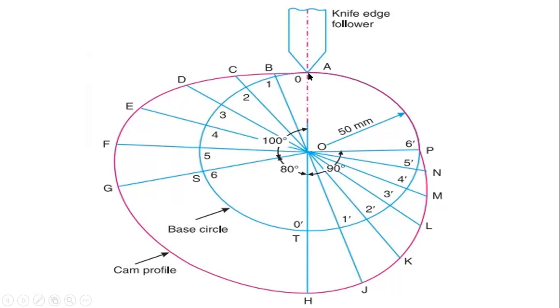So join the points from A to G by using a freehand curve. Do not take it with the compass or any other thing. We have to do it with the freehand curve only.